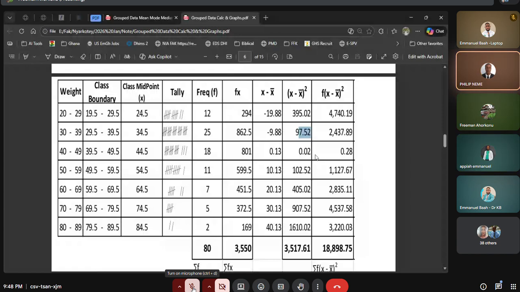Please, the first one, the 19.88. When I did it, I had 395.21. Okay, but yours there is 395.02. The most important thing is to know the procedure. Don't worry about that one. And so are the rest too. The next one was 97.614. I think it follows in that order.